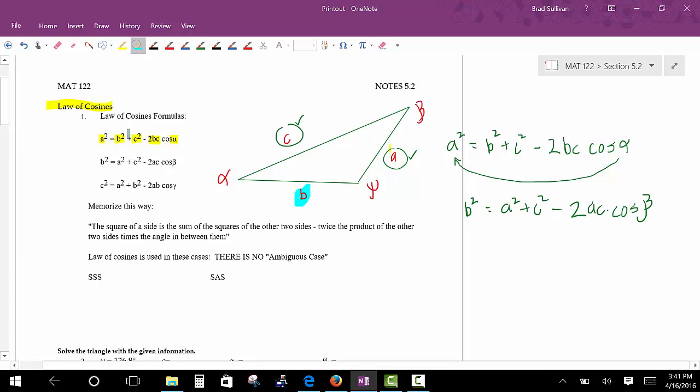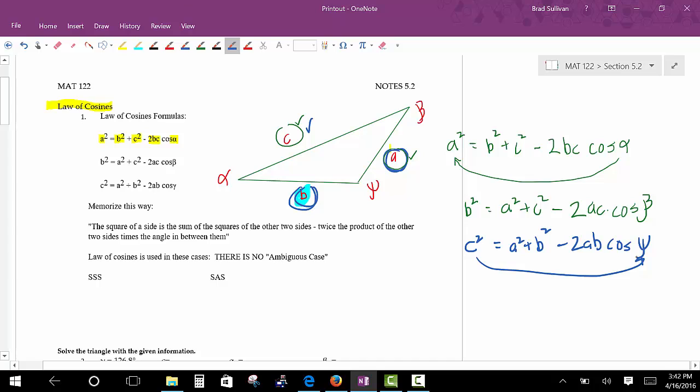Here's the other one. If you pick another side, like C squared, that's going to be equal to the sum of the squares of the other two sides, A squared plus B squared, minus twice the product of those other two sides, AB, times the cosine of the angle opposite. So it's actually a very easy thing to remember.